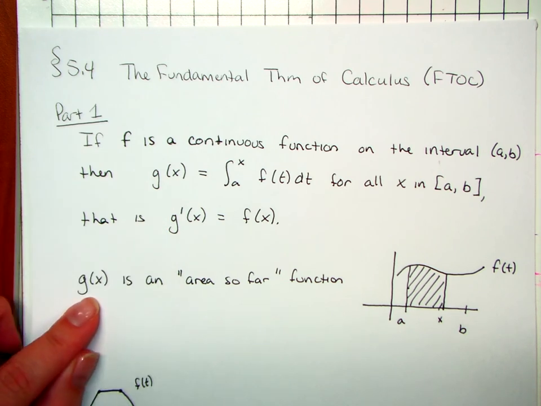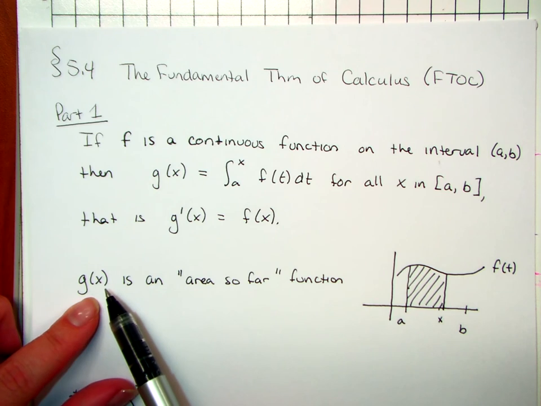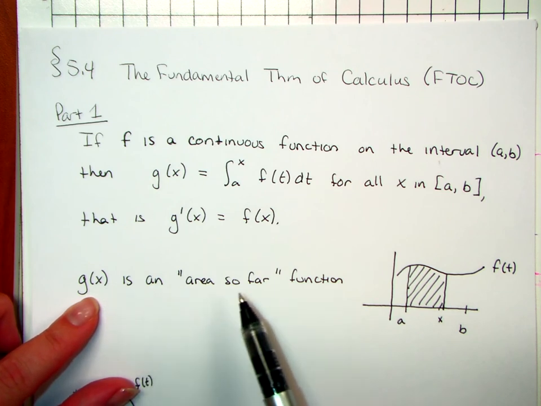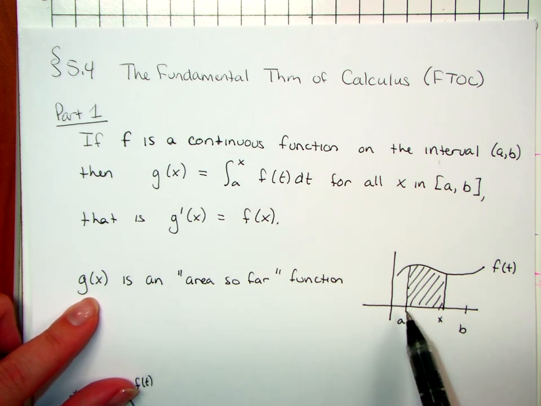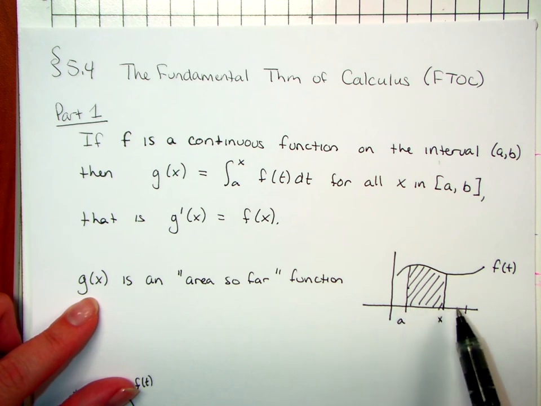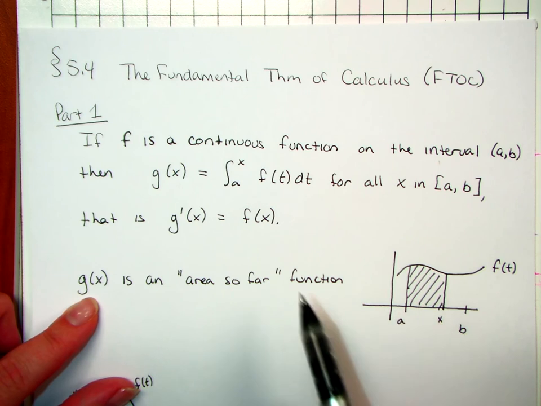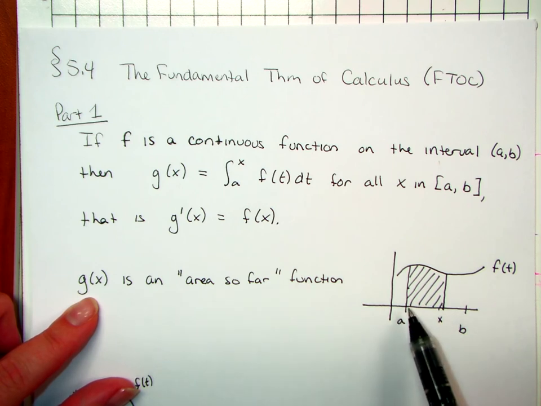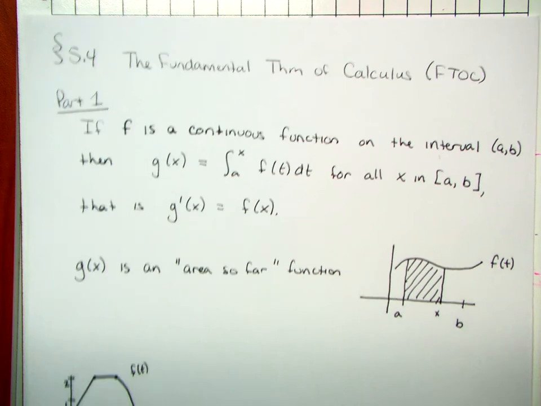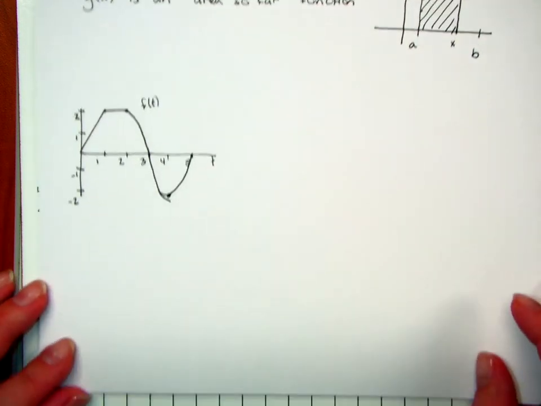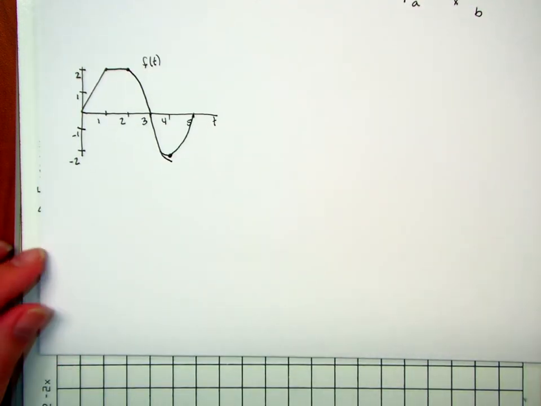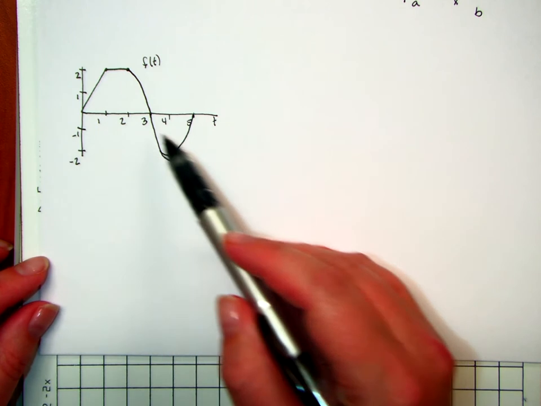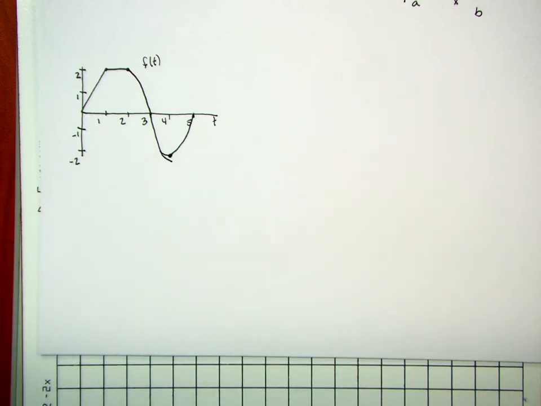But I want you to think about g of x as being called an area so far function. So if we wanted to find the area from a to some point x, we can move that x as far away from a or as close to a as we want, but it's just an area between the lower bound and x. So I have drawn a function here. This is the f of t. These are t values here.